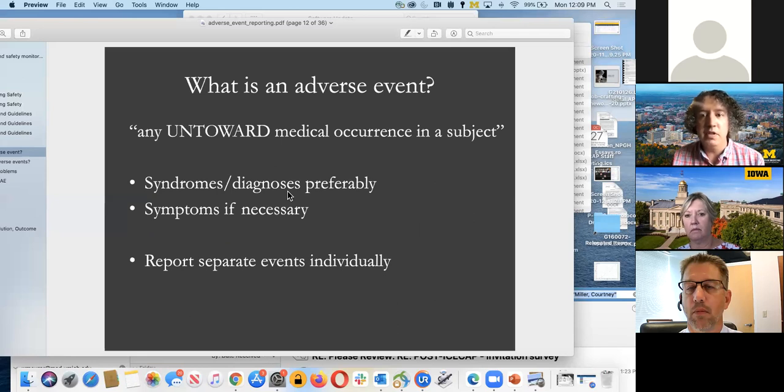So this is a definition. What is an adverse event? Any untoward medical occurrence in a subject, preferably listing these as syndromes or diagnoses, if absolutely necessary, symptoms, and you report the separate events individually.